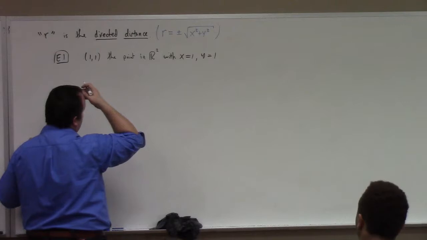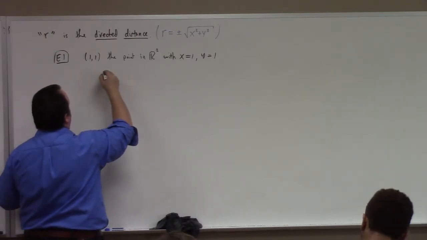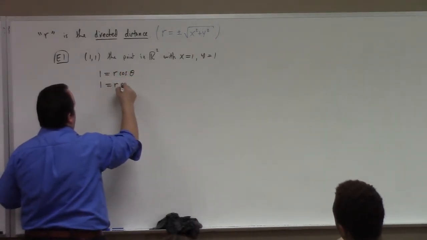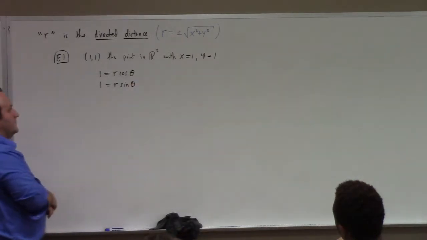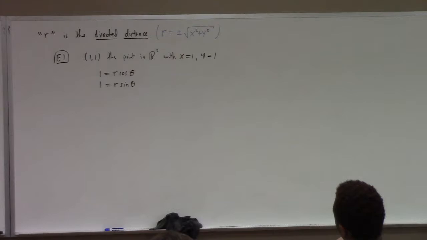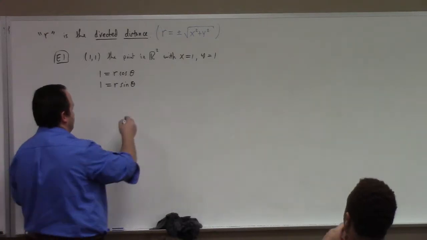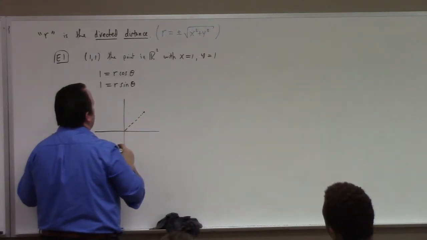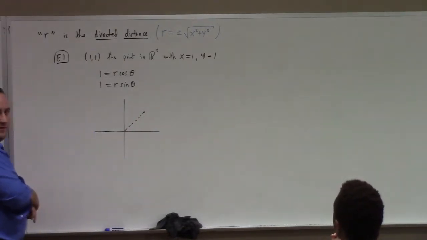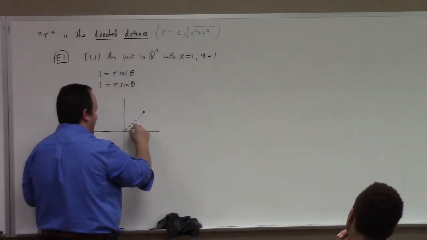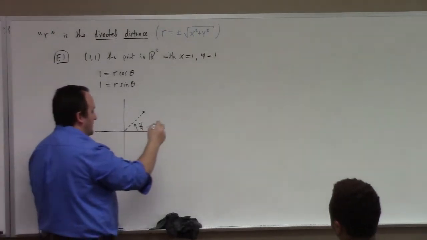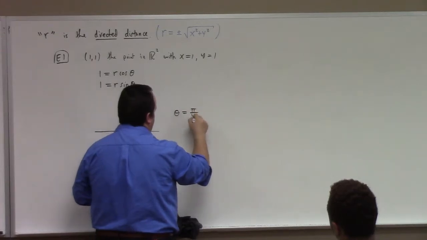So the thing is, how can we get 1 is equal to r cosine theta and 1 is equal to r sine theta, right? What r and theta allow you to get 1 there? Well, I've got to get both to be 1, right? So this point right here is at 45 degrees, right? So one solution would be theta equals pi over 4, right?